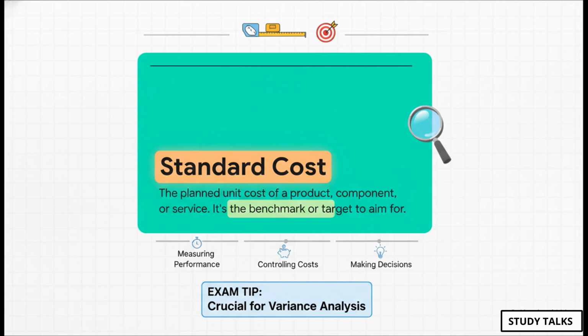And what about that target itself? Well, that's what we call the standard cost. Just think of it as the planned should-be cost for one unit of whatever you're doing. It's your benchmark, your North Star. It's what you should have spent. And this benchmark is the foundation for everything else we're going to talk about. Measuring performance, controlling costs, all of it.